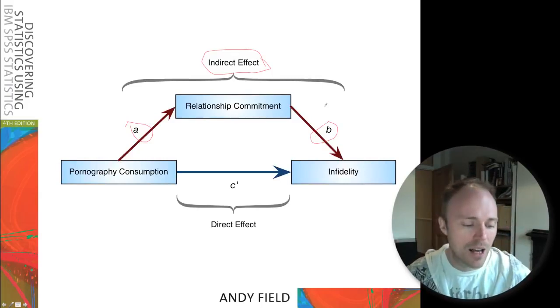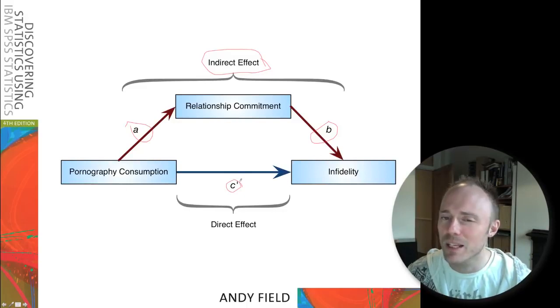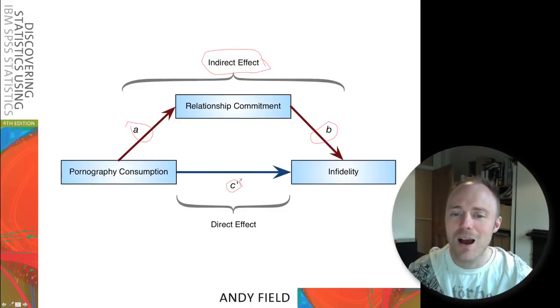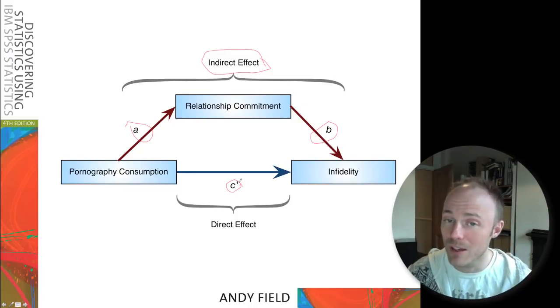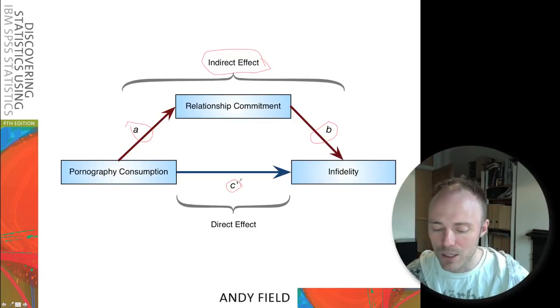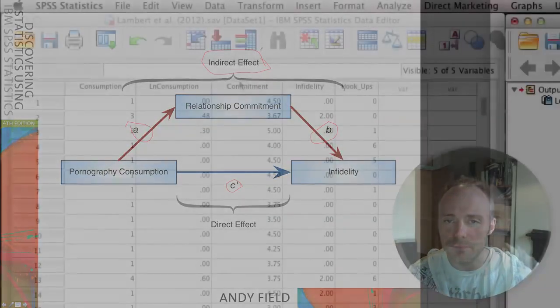Now, historically, there are other ways to think about mediation, and this comes back to this idea of the direct effect being close to 0 or being very much reduced compared to when we didn't put our mediator into the model. But in terms of how we look at it in the book, we talk more about quantifying this indirect effect and seeing whether it's significant or not.